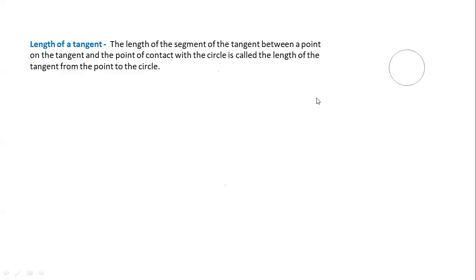This is a circle. Let's draw a tangent. Now this is the point where it's touching. It is the point of contact. And this is a point somewhere on the tangent. Say that's point P. So this distance from P to Q is called the tangent length. This part, tangent length. Clear? So that is the length of the tangent.